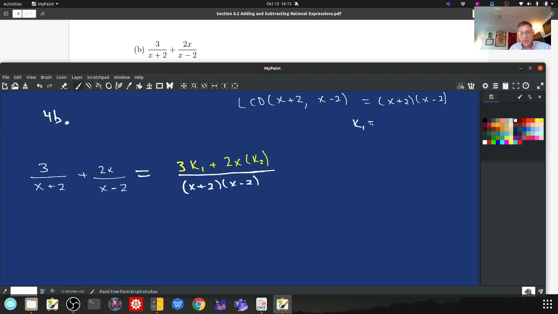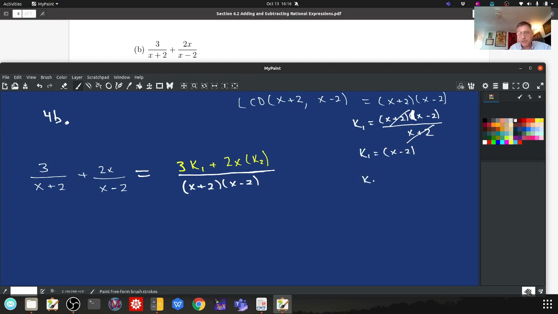k1 is my LCD, and you always leave it in factored form, divided by my first denominator, x plus 1. So k1 represents the first term, first denominator. I'm talking x plus 2. So the x plus 2 and the x plus 2 cancel. So k1 is equal to x minus 2.